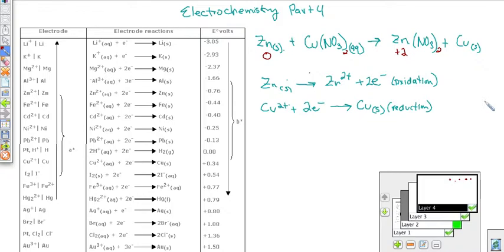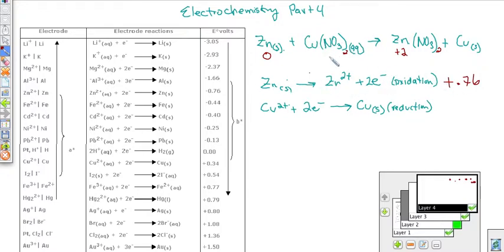Now we can also look at our reduction potentials and we can find zinc. Here's zinc right here, and we see that this is the reduction. These are always in reduction form, but what we can do is just take that backwards and say that this is going to be positive 0.76, right, for the actual amount of voltage that will come from this.